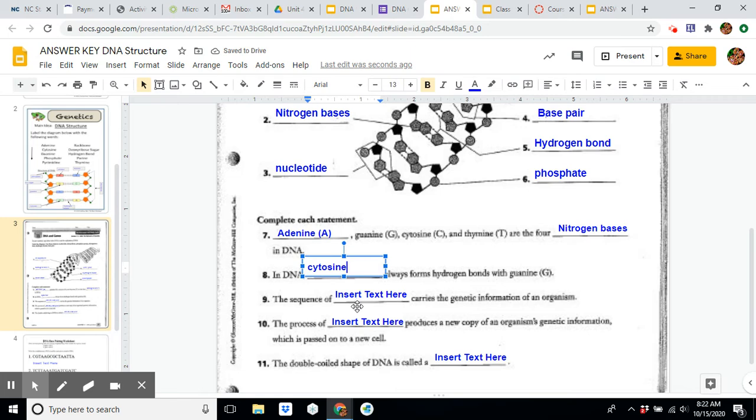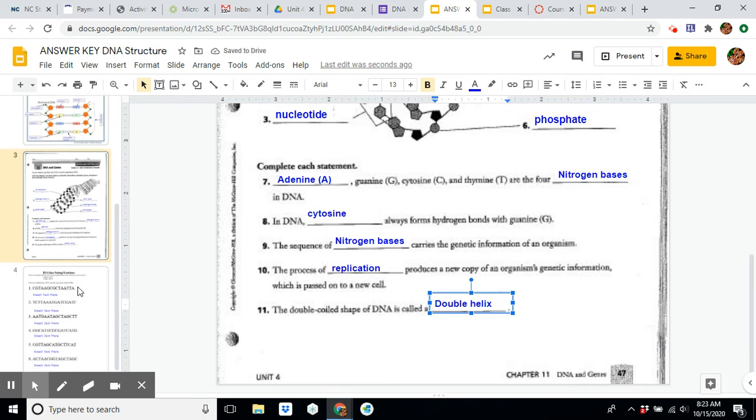We also learned that the sequence of these bases, the order of the A, T, C's, and G's, are what are going to create the difference between all organisms. Because remember, all living things have those same 4 letters in their DNA. The process of making a new copy of the genetic information and passing it on to a new cell is called replication. And we know that the shape of DNA is a double helix.